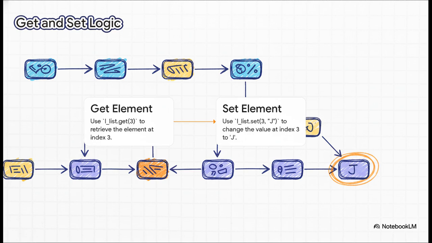Let's just follow the logic here. First, the code uses .get(3) to see what's at index number 3. Then it immediately uses .set(3, J) to swap out whatever was there with the new letter J. If you printed the list right after, you'd see that change instantly.